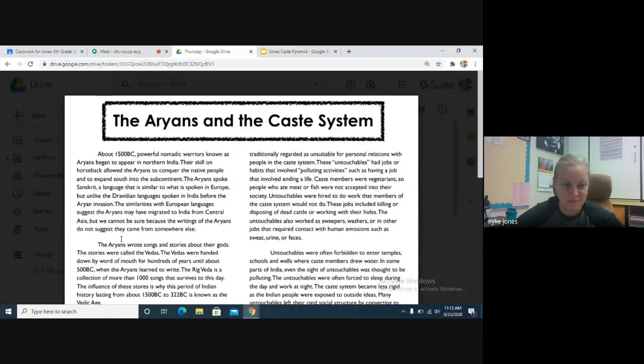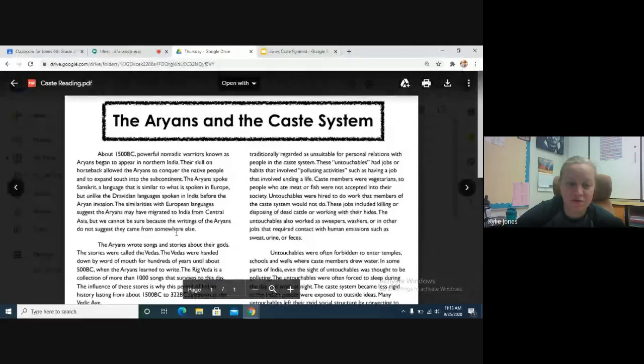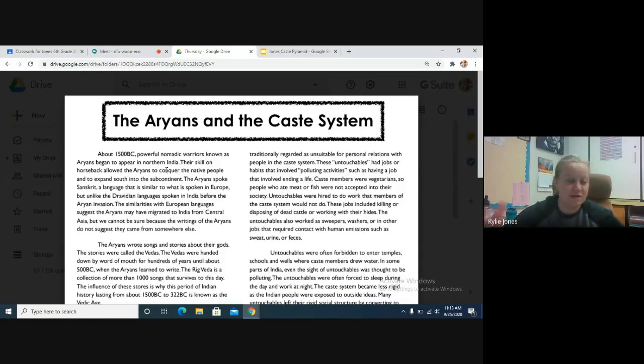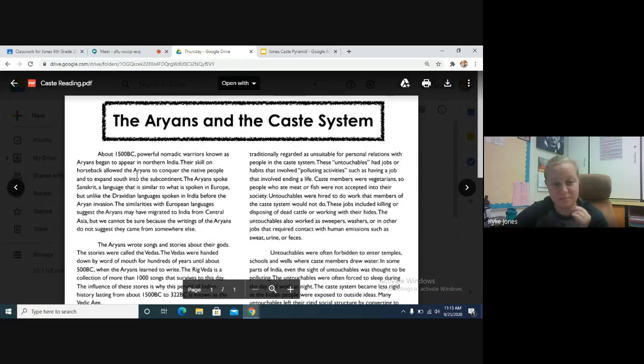from Central Asia. So they went from Central Asia and traveled down kind of southwest into India. But we cannot be sure because the writings of the Aryans do not suggest that they came from somewhere else. So we're not entirely sure where these Aryan people came from, but they came and started taking over parts of northern India and moving south into the continent of India, or the subcontinent.